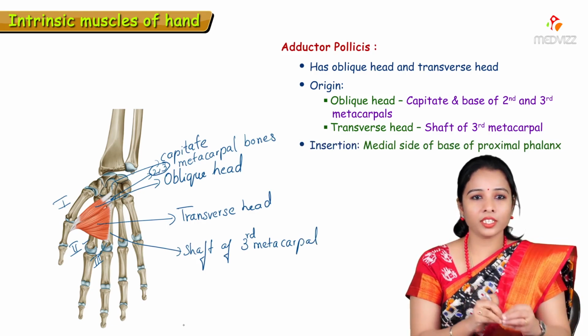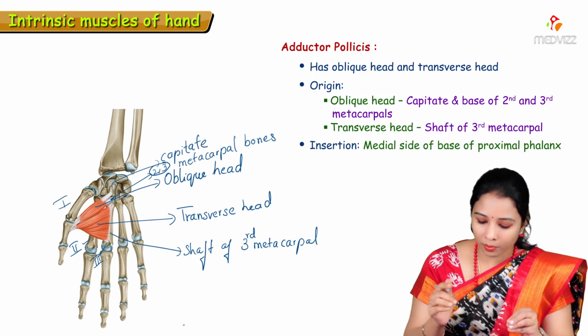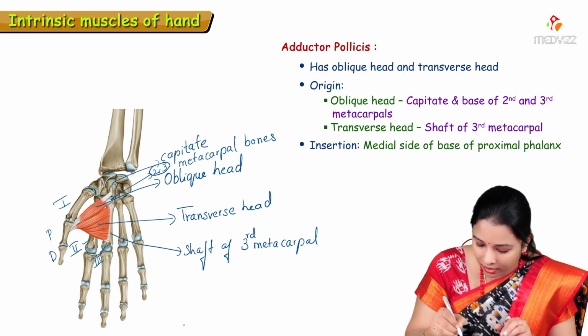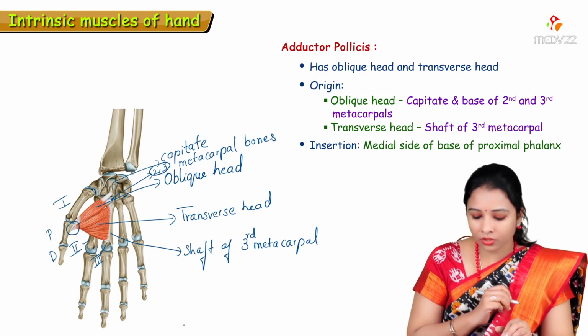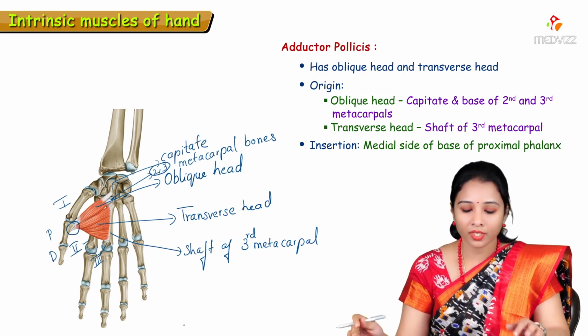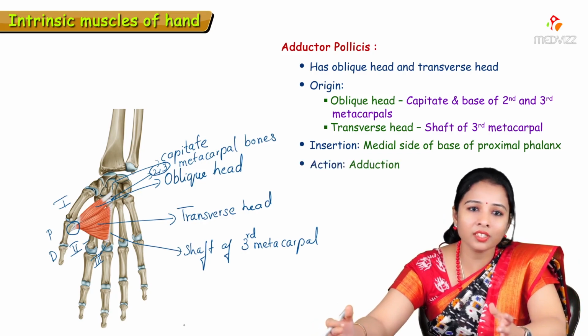Insertion: all the fibers converge and get inserted to the medial side of the base of the proximal phalanx. So this is the proximal, this is the distal phalanx. So it is getting inserted to the base of the proximal phalanx on the medial side. And as the name suggests, its action is adduction.